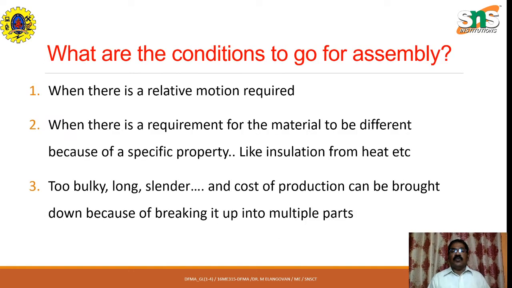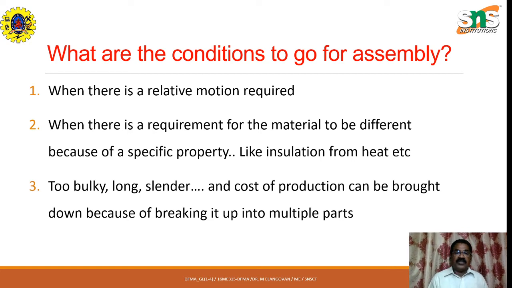What are the conditions to go for an assembly? Now, again, we list the same thing down here. When there is a relative motion required, when there is a requirement for the material to be different because of a specific property, like there could be an insulation from heat, etc. If it is too bulky or slender and the cost of production can be brought down by breaking up into multiple parts, then also we can go for an assembly. So to go for an assembly, there are multiple points that we have to take care of, and these are some of the points.